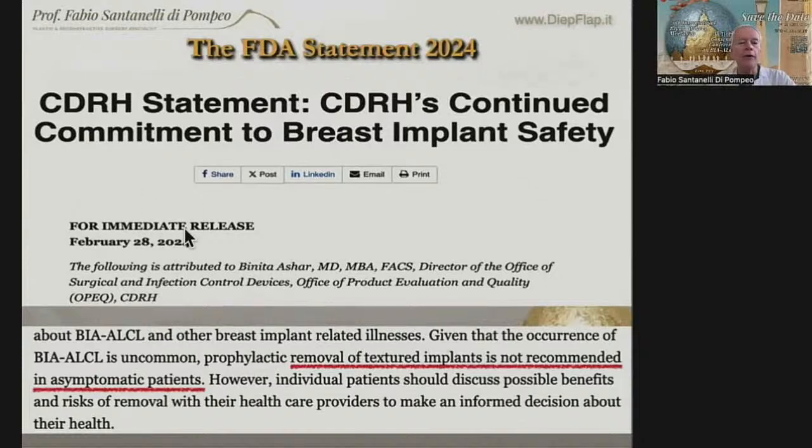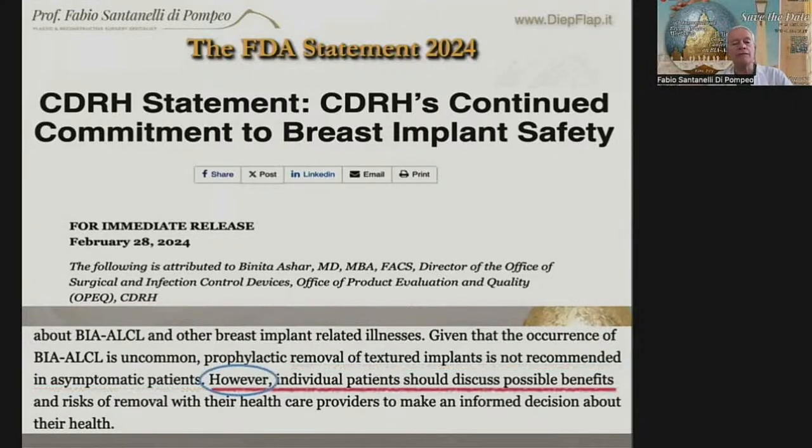It's a statement for immediate release. And please do not concentrate on the fact that the FDA claimed that removal of textured implants is not recommended in a symptomatic patient, because you have to read the whole sentence. Of course, it's not recommended per se in a symptomatic patient, but this is the most important sentence from the FDA: However, individual patients, meaning patients stratified per risk, should discuss possible benefits and risks of removing those implants with their healthcare provider to make an informed decision about their health.